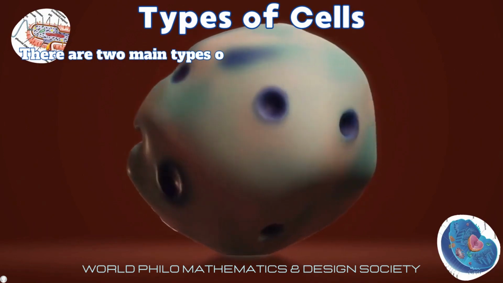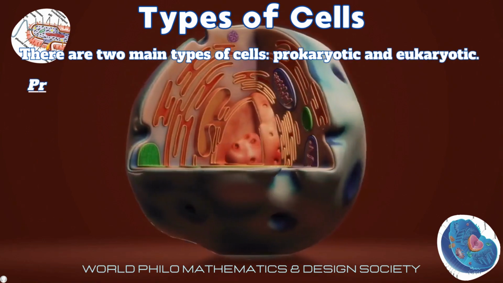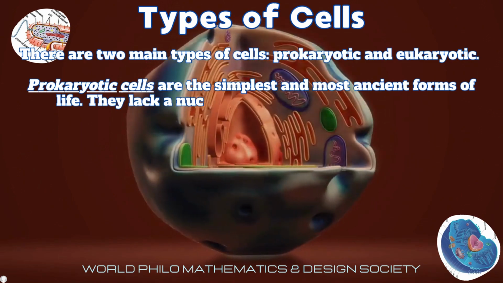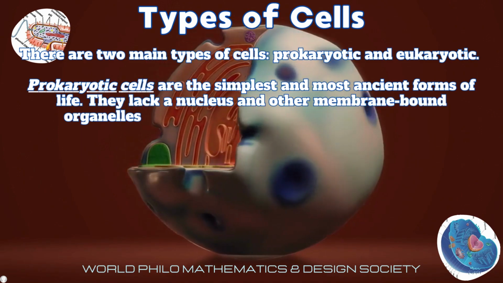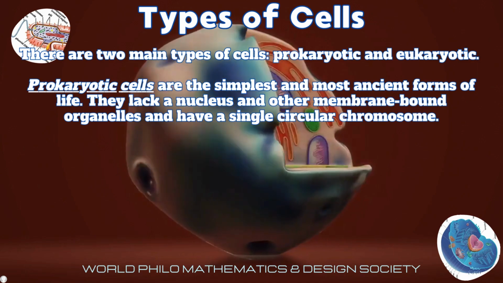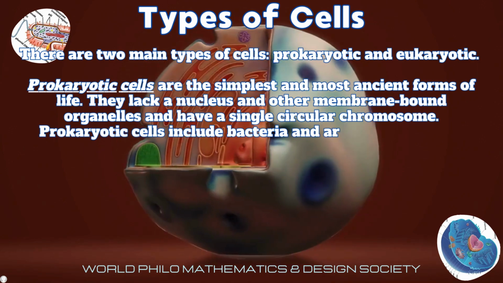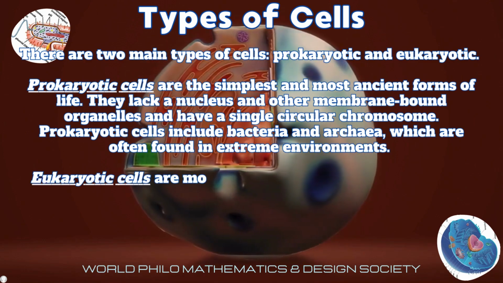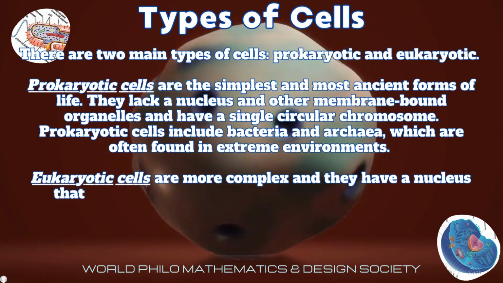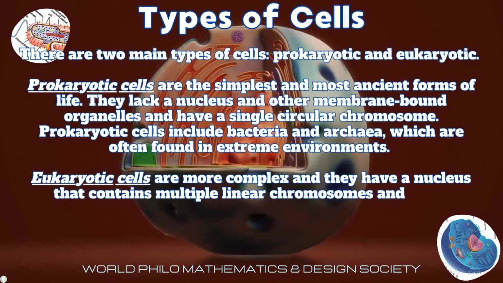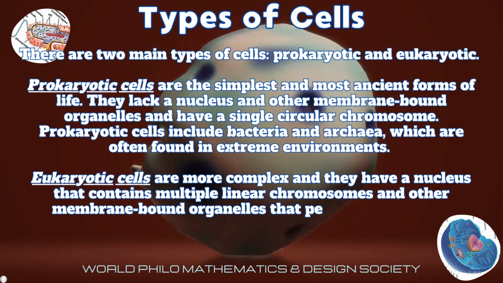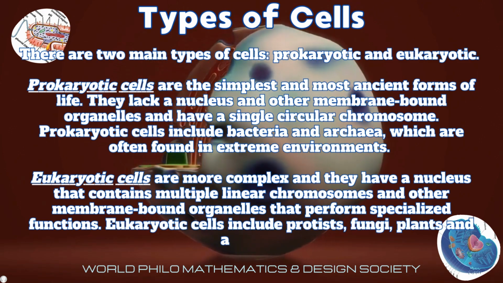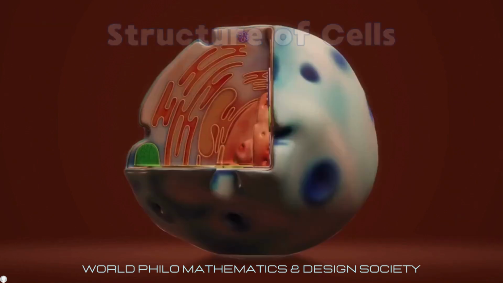There are two main types of cells, prokaryotic and eukaryotic. Prokaryotic cells are the simplest and most ancient forms of life. They lack a nucleus and other membrane-bound organelles and have a single circular chromosome. Prokaryotic cells include bacteria and archaea, which are often found in extreme environments. Eukaryotic cells are more complex and have a nucleus that contains multiple linear chromosomes and other membrane-bound organelles that perform specialized functions. Eukaryotic cells include protists, fungi, plants, and animals.